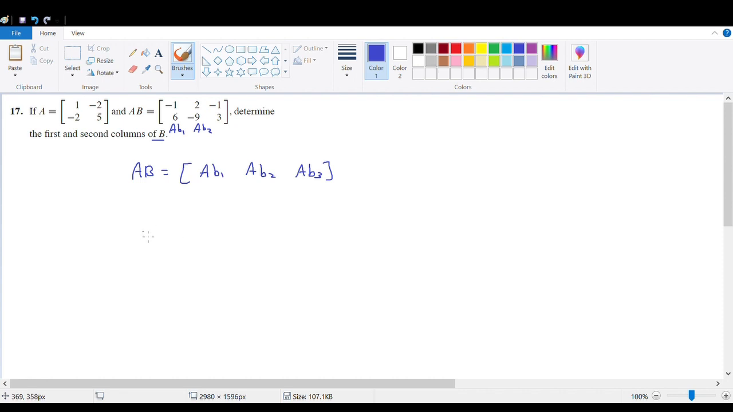So now if we write AB1, it is just the matrix A, [1, -2; -2, 5], multiplied by the vector B1, which is, for example, [b11; b21].